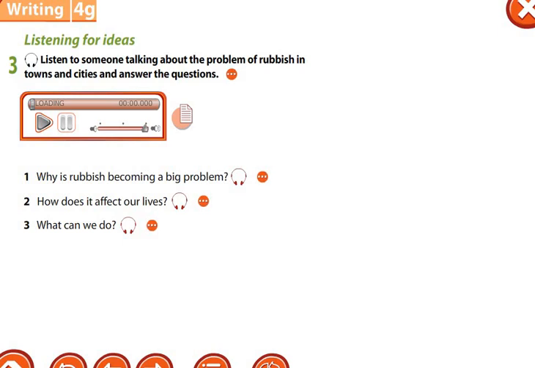Exercise 3. Listening exercise. In this exercise, you have to listen to someone talking about the problems of rubbish in towns and cities and answer these 3 questions.